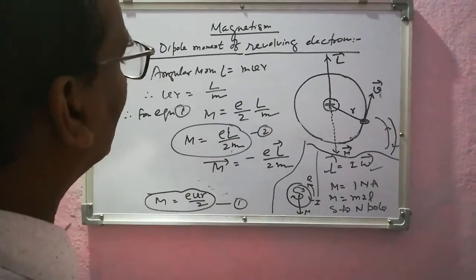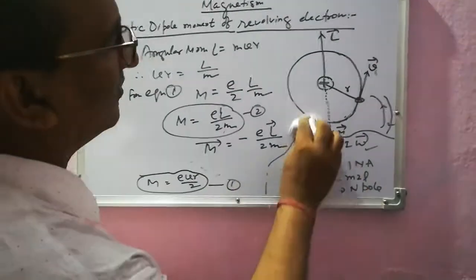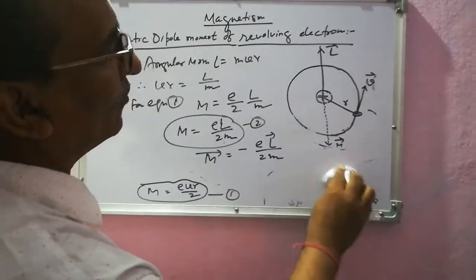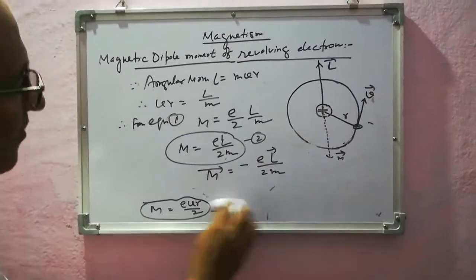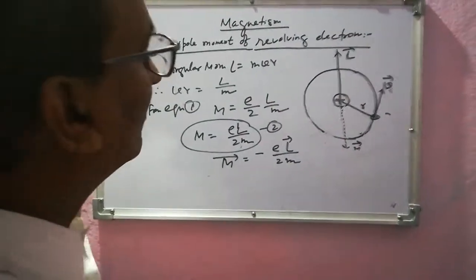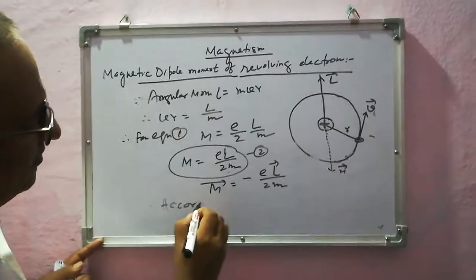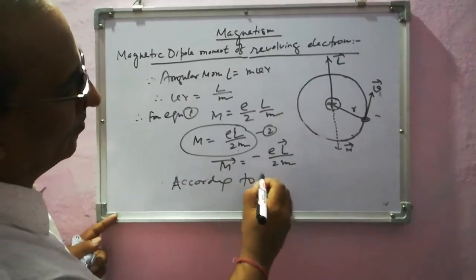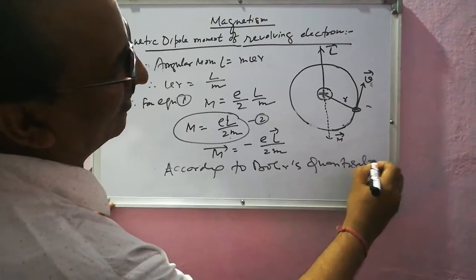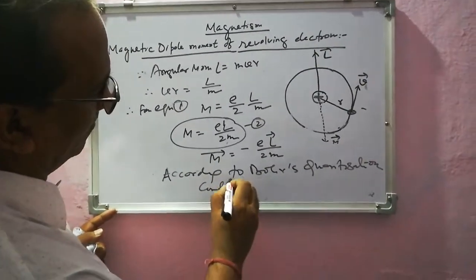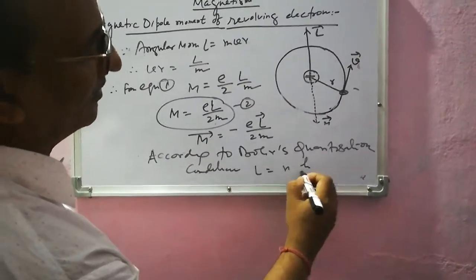Now let us write this expression in one more different way. As you know, according to Bohr's quantization condition, only those orbits are permitted for the revolution of electrons for which the angular momentum is the integral multiple of h by 2 pi.